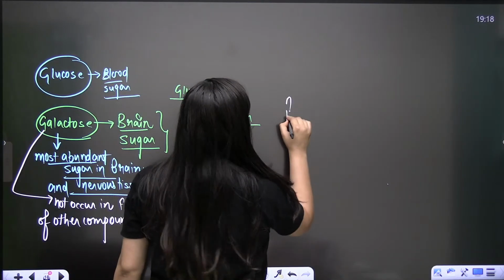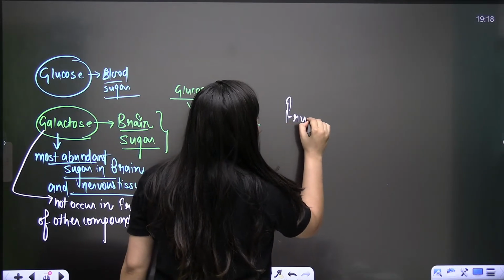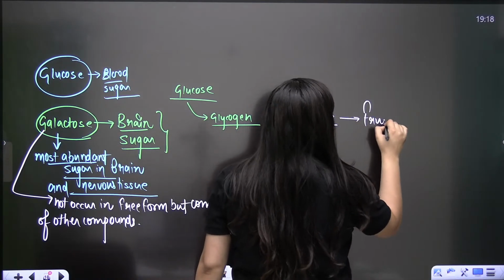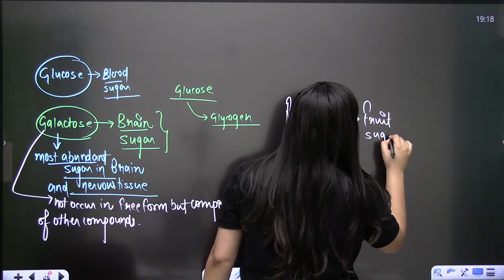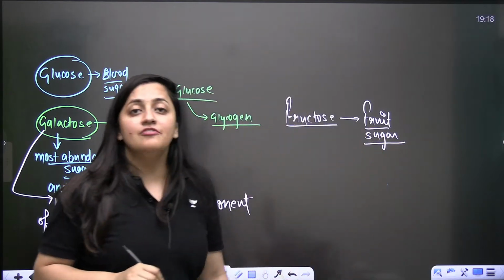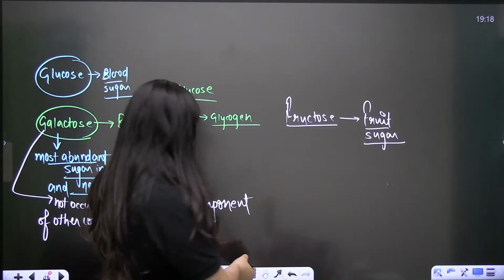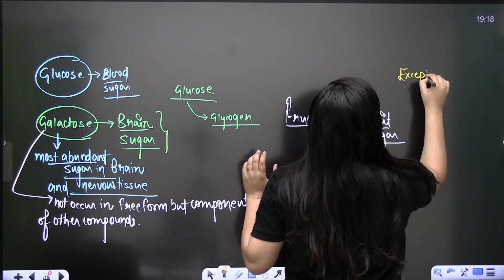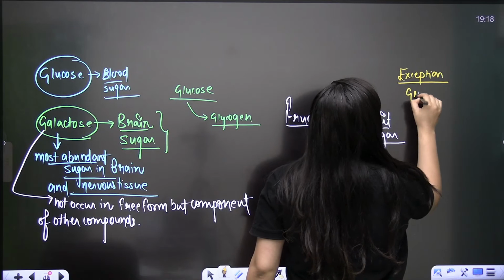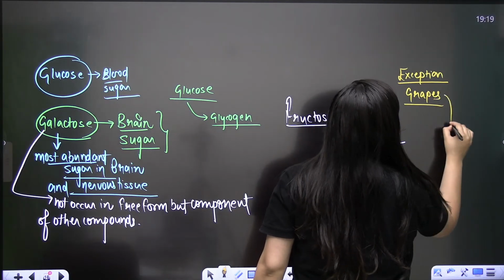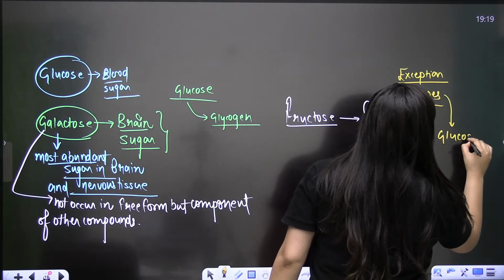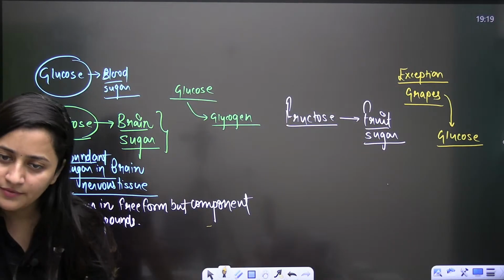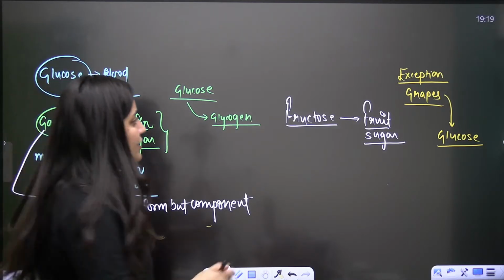Now when you talk about fructose, fructose is the fruit sugar. Fructose is also considered a sweetener. In the fruits, the sugar you are going to get is fructose. But here we have one exception. The exception is grapes. In the case of grapes, the sugar is not fructose. Grape is a fruit, but the sugar is glucose. So fructose is the fruit sugar.